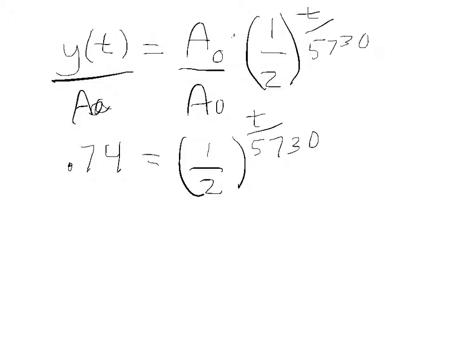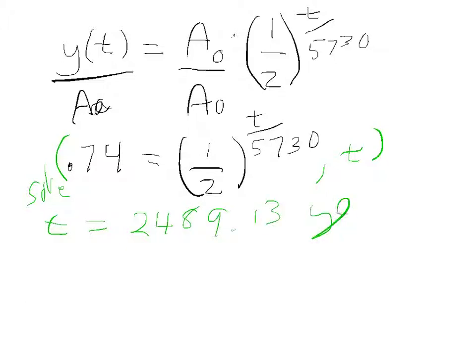Now you could just hit the solve button on your calculator, so I'll just change the color here, go to green. If you hit the solve button, and you know how to do that, and solve for t, you'll get that the time is 2,489.13 years. And that's how old it is.